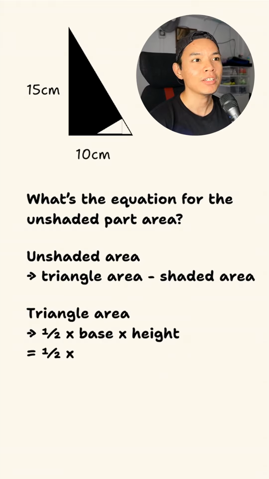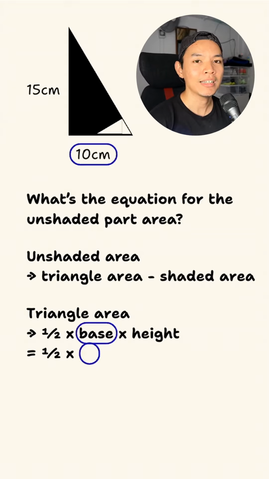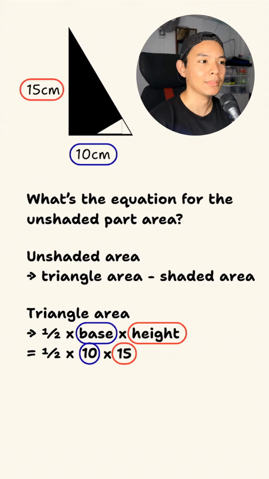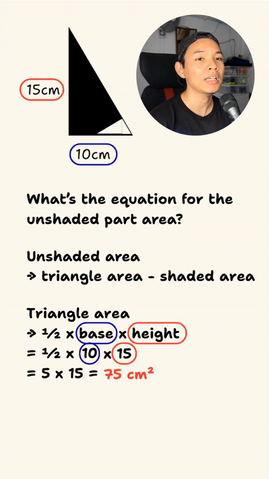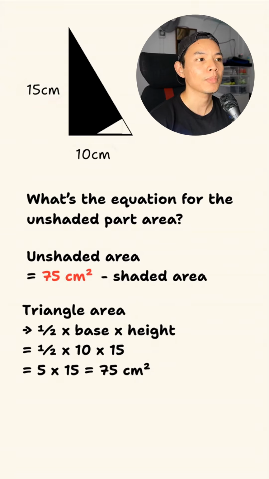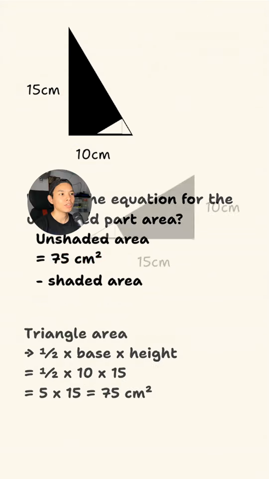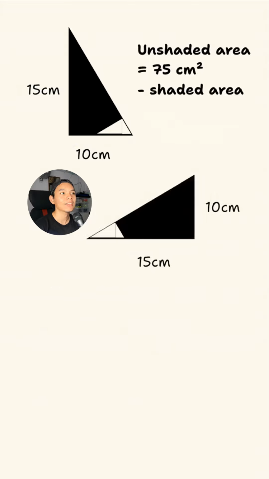So the triangle area, if you were to put it down, is half times base times height. And is equal to half times, what do you think the base is? So the base is 10 centimeters. So that will be 10 multiplied by the height. So what do you think the height is? The height is 15 centimeters. So if we were to calculate it, half times 10 is 5, times 15 will be 75 centimeter square. So if we were to swap it into the equation, the unshaded area is equal to 75 centimeter square minus shaded area.